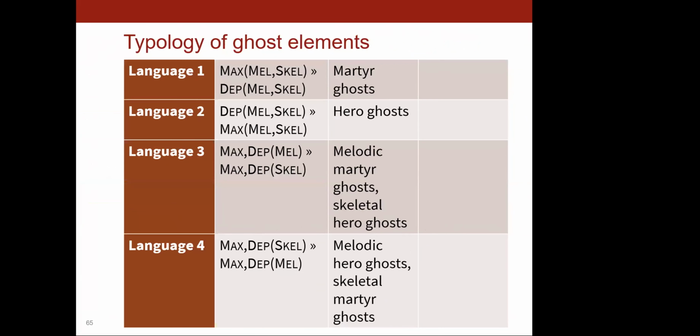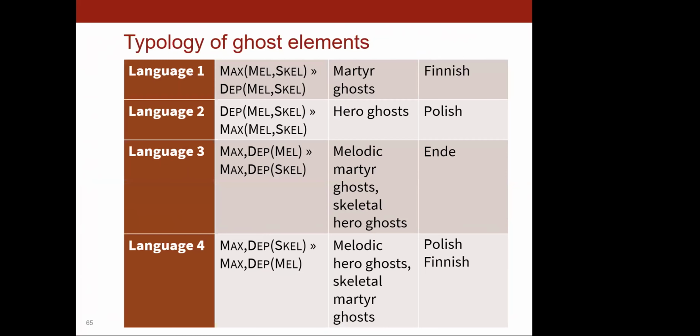If we reflect back on the language data that I presented to you today, we can categorize Ende as an example of language 3 because it has melodic martyr ghosts and skeletal hero ghosts. Polish is an example of either language 2 or language 4. We know that melodic ghosts in Polish act like heroes, but we don't know how skeletal ghosts act. So it's either language 2 or 4.